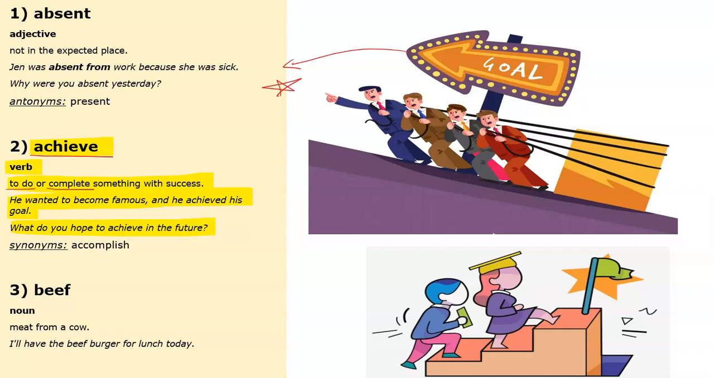For example, some people have a goal of walking 10,000 steps every day. So after you've been walking all day and you finally walked 10,000, you can say, I achieved my goal of walking 10,000 steps every day. Do you have any goal? And have you achieved that goal already?